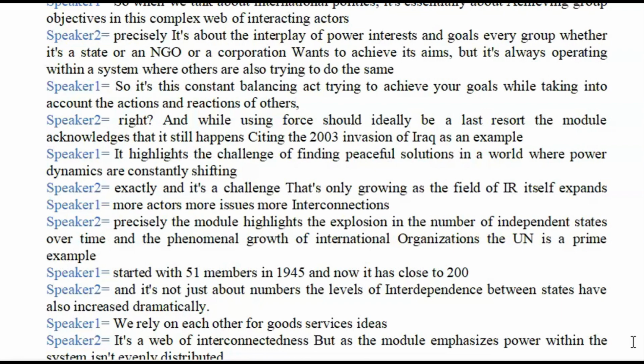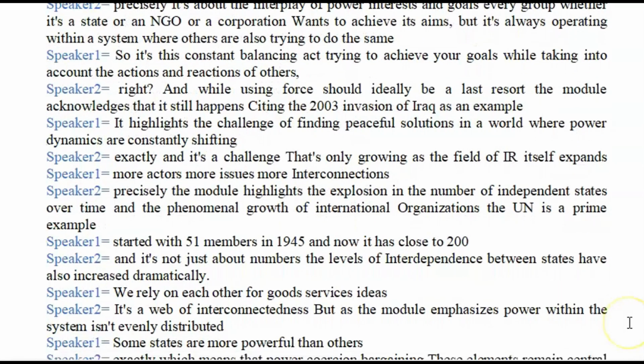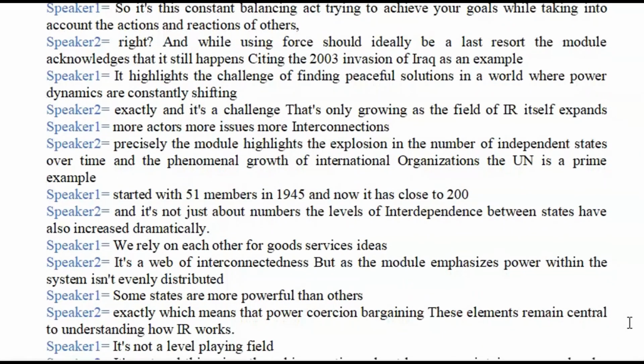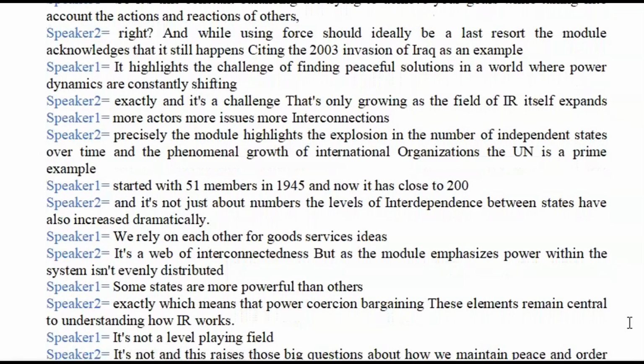others. Right. And while using force should ideally be a last resort, the module acknowledges that it still happens, citing the 2003 invasion of Iraq as an example. It highlights the challenge of finding peaceful solutions in a world where power dynamics are constantly shifting. Exactly. And it's a challenge that's only growing as the field of IR itself expands. More actors, more issues, more interconnections.